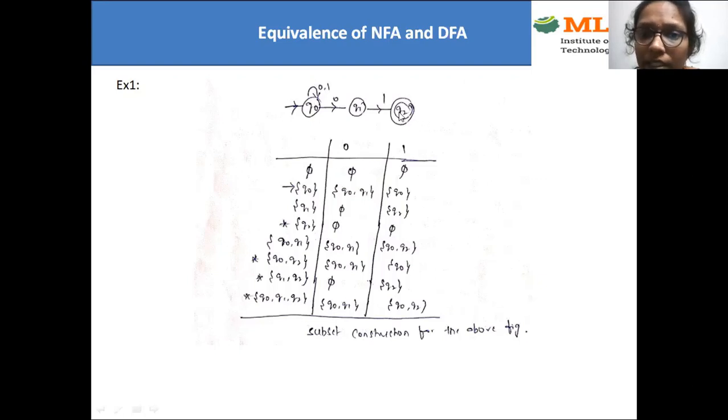But coming to the final state, as Q2 is the final state here, I'm taking it as a final state. But coming to all the remaining sets, wherever you get Q2, all these combinations will become final states. That is the important point here. Wherever you get Q2, why Q2? Because Q2 is the final state in the NFA. In the resulting DFA, wherever you get Q2, that combination also will become a final state. So for this table, if we draw the diagram, that will be the answer for this problem.